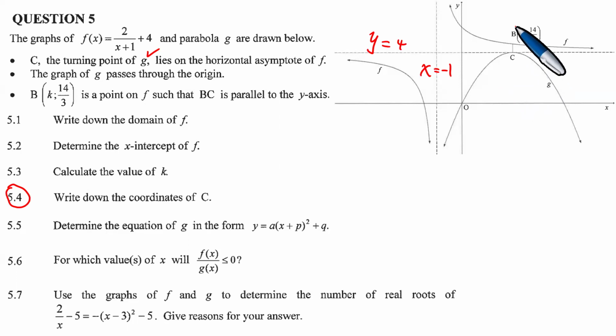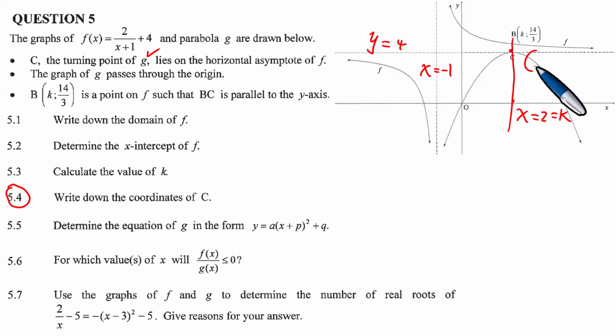Very important, we are told that B is a point on F such that BC is parallel to the y-axis. If BC is parallel to the y-axis, can you imagine that it goes straight down here, catching at the point at x. So our x here is the value of k. So x is 2, which is indeed the value of k that we got previously.